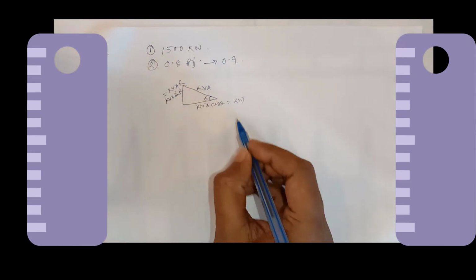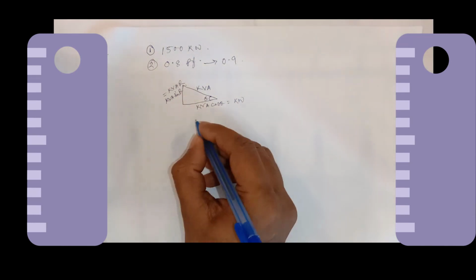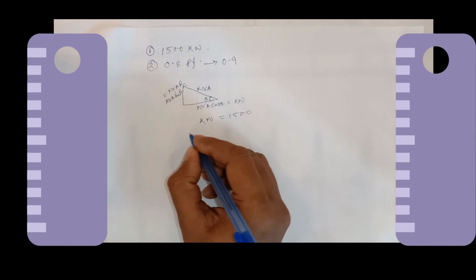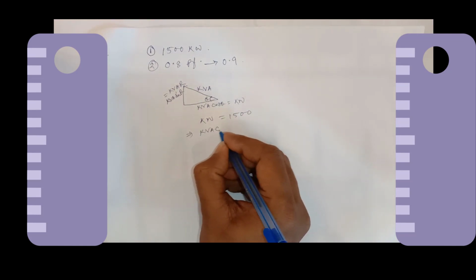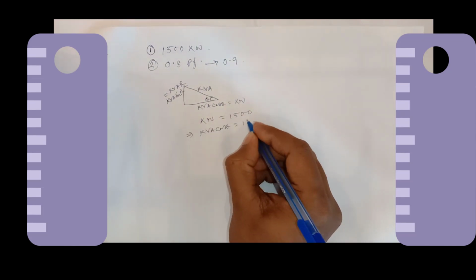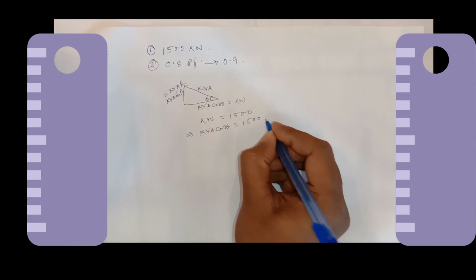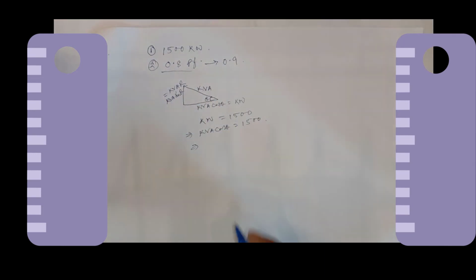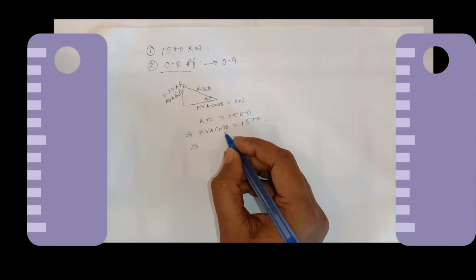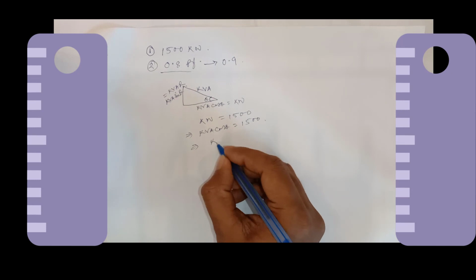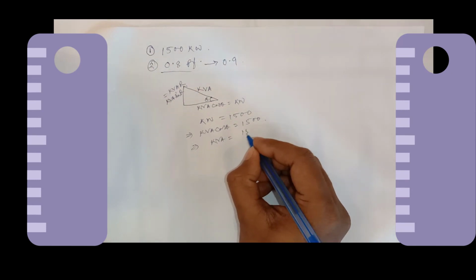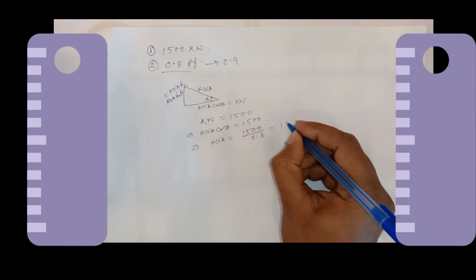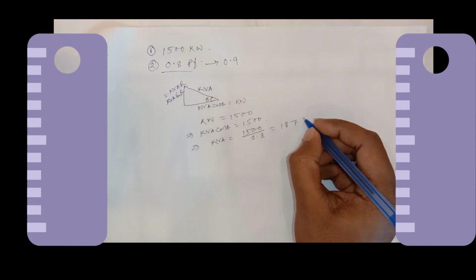So we know the active power kilowatt is equal to 1500, and kilowatt is equal to kVA cos theta equal to 1500, and we are taking the power at 0.8 power factor. So cos theta is 0.8. So kVA equal to 1500 by 0.8, which is equal to 1875.